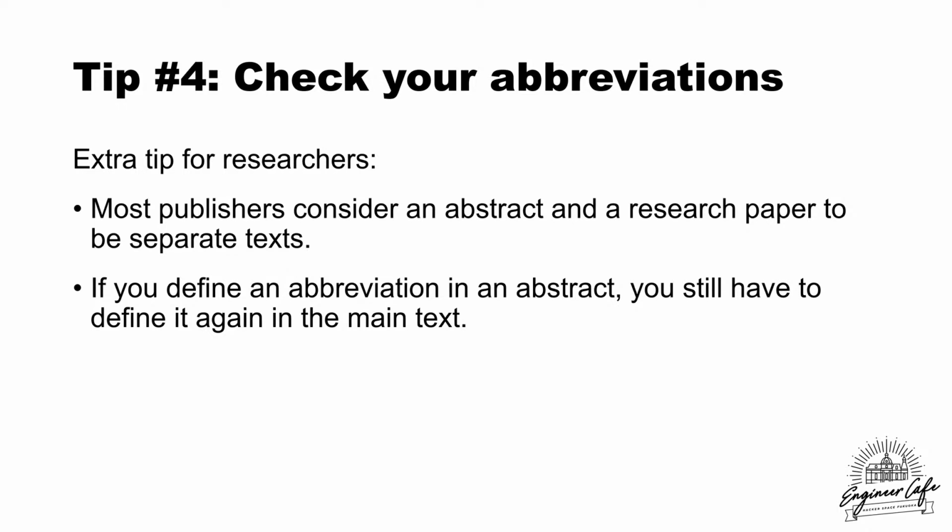Most publishers consider an abstract and a research paper to be separate texts. So if you define an abbreviation in an abstract for a research paper, you still have to define it again in the main text. I think that's maybe not that common knowledge. I think it's not obvious. I wouldn't have known that. Is it because many people, I guess, read abstracts on their own just to get an overview, and then they read papers on their own?